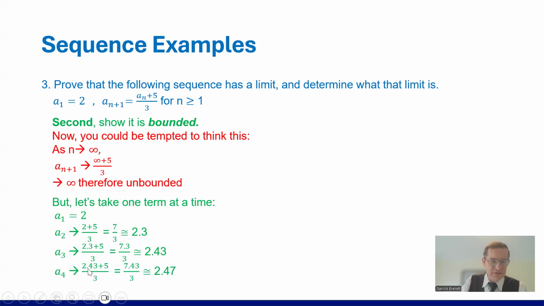So a_4 is going to be 2.43 plus 5 over 3 equals 7.43 over 3. Again, put in my calculator, you get 2.47. So now you've got a pattern: 2, 2.3, 2.43, 2.47. You can see it's slowing down. It jumped by 0.3. Now it only jumped by 0.13. Now it only jumped by 0.04. And if you kept going, you could see this would slow down. Okay?